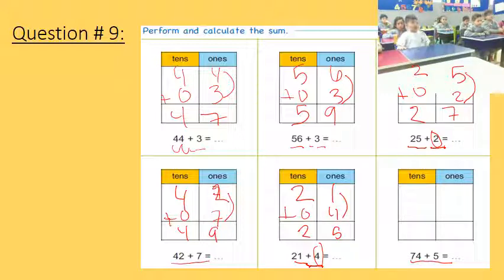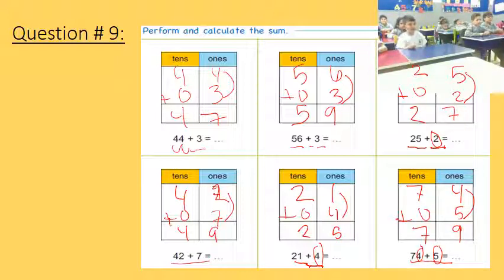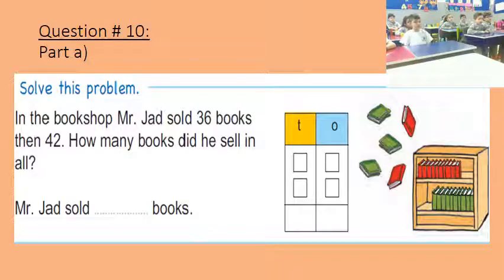The last one, 74 plus 5. Okay, the 7, where do we put it? Under the tens. And the 4, where do we put it? Plus 5, where do we put it? 4 plus 5, 5 in your head. 7 plus 0. 7. What is the answer?